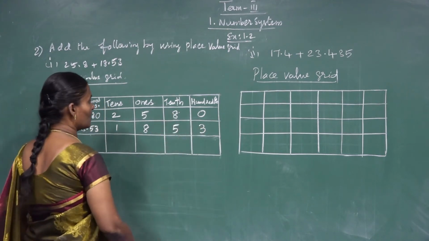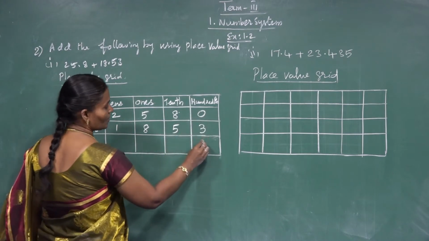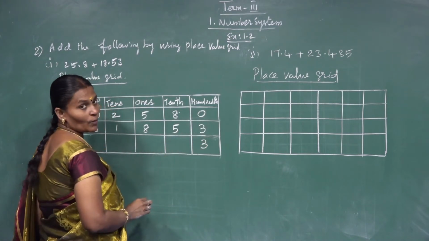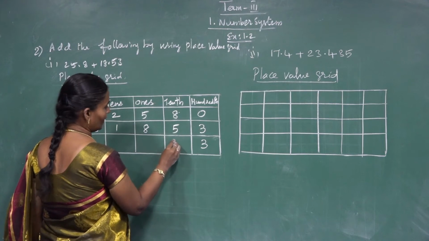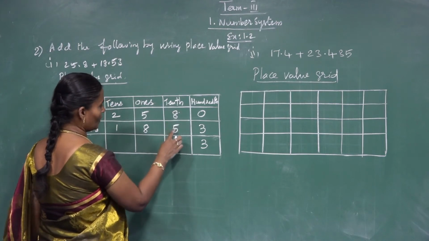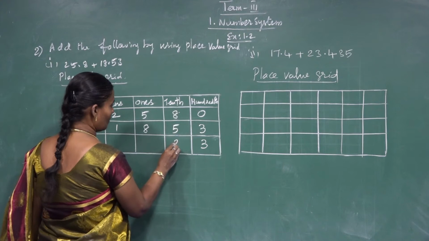Now add this. See, this is 3. 0 plus 3 is 3. Here 13. Am I correct, children? So here write 3.